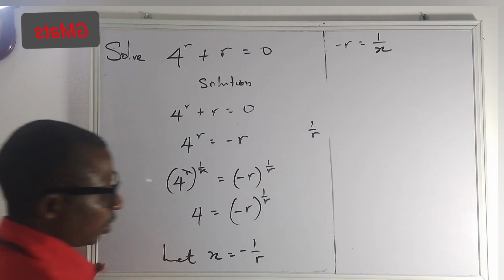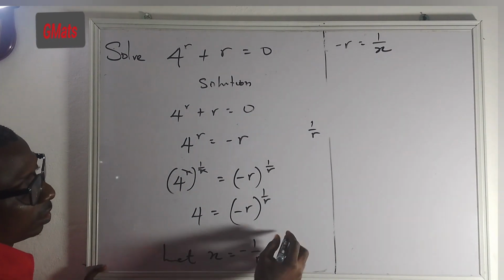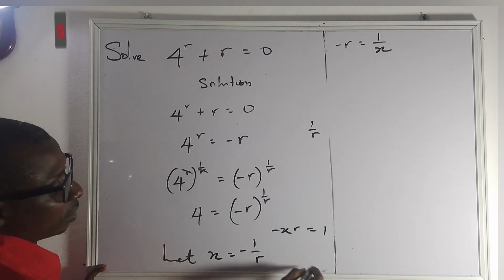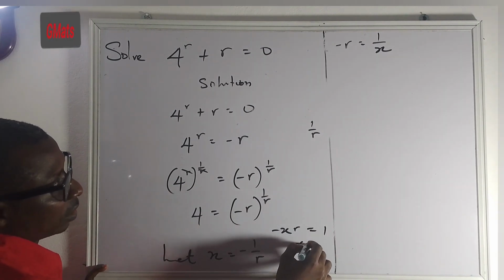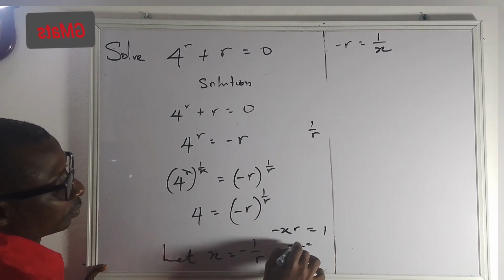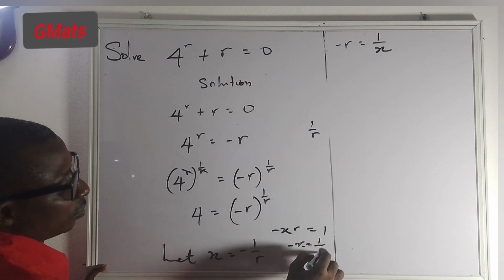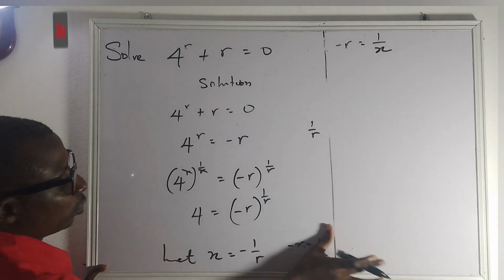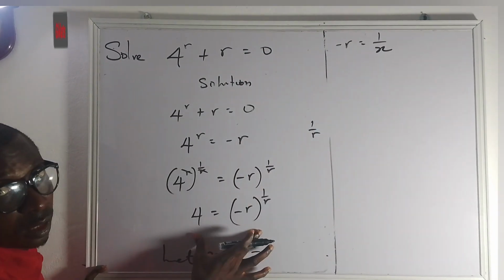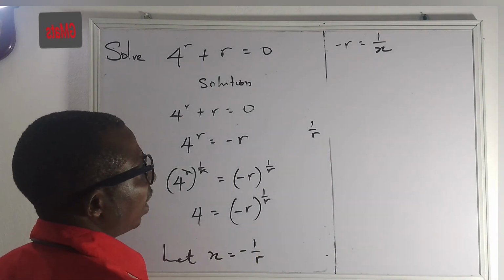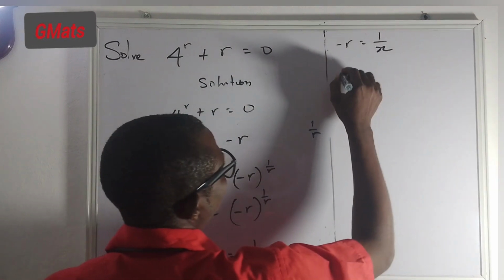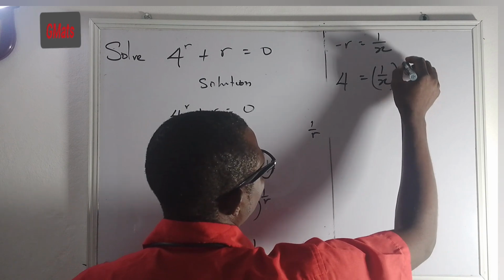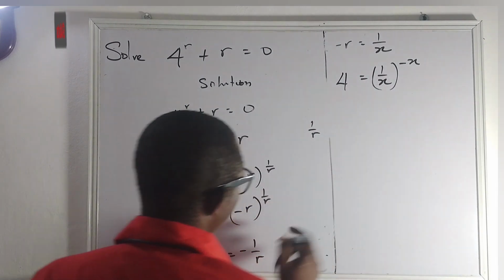over x. Once we cross multiply, we have minus xr equals 1, so minus x equals minus r equals 1 over x. Now let's substitute this into this equation. So let's substitute minus r into this equation. So we have 4 equals 1 over x raised to the power of minus x, right?